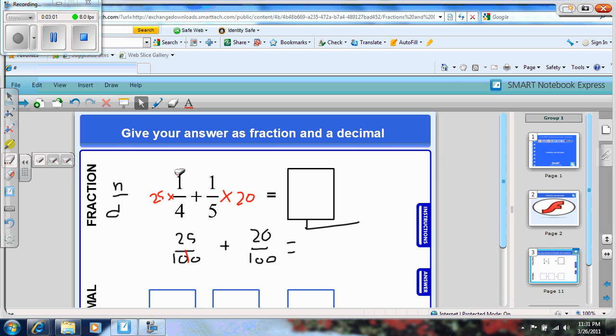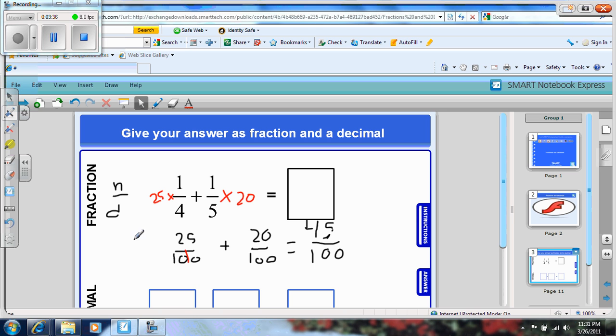Let me clean up the board a little bit. This line is a little too big. And we said 20 plus 25 gives you 45 over 100. That is our new fraction. Okay. For now, we're not going to worry about reducing this. We're just going to leave it as is. But later on, we'll learn to reduce them.